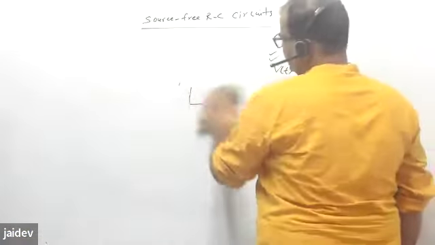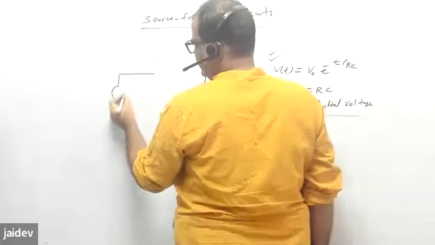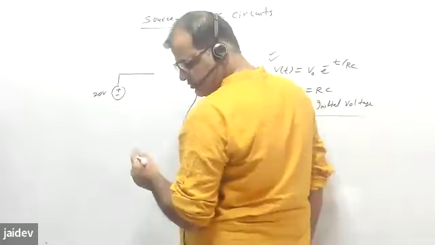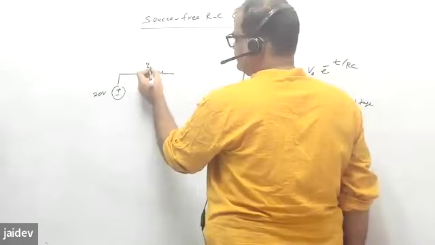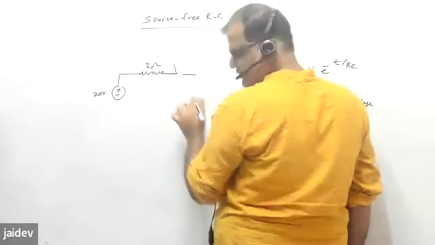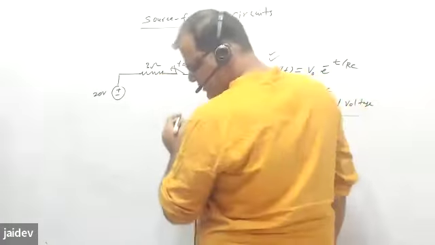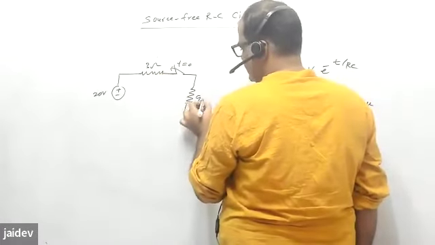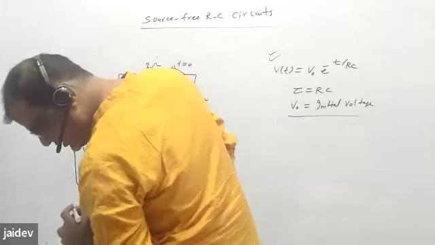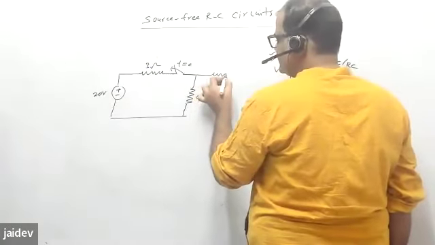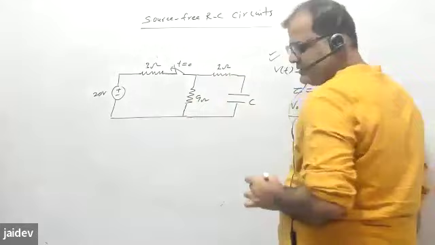This type of transient circuit generally comes with a circuit which has a switch on and switch off. For example, now you have a battery, 20 volt. Here you have a resistor of 3 ohm. And here you have a switch, and I am opening the switch at t is equal to 0. Here you have 9 ohm, and one more resistor, 1 ohm. I am putting a capacitor here. This is the circuit.